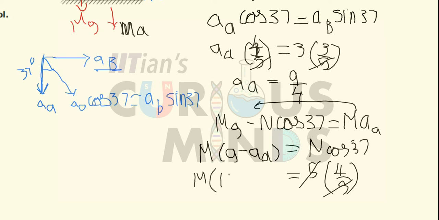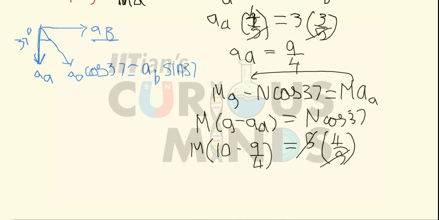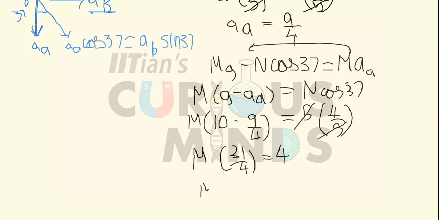So m times 10 minus the acceleration of block A, which is 9 by 4, will be equal to 4. So 40 minus 9 is equal to 31. So 31 by 4 times m is equal to 4. So the mass of body A will be equal to 16 by 31 kg. This will be the mass of body A.